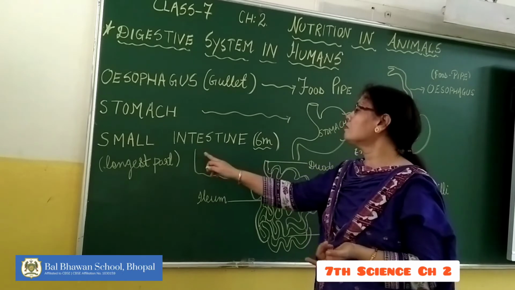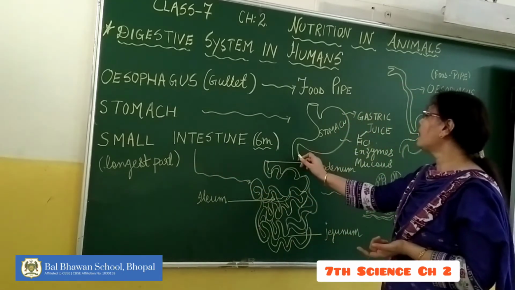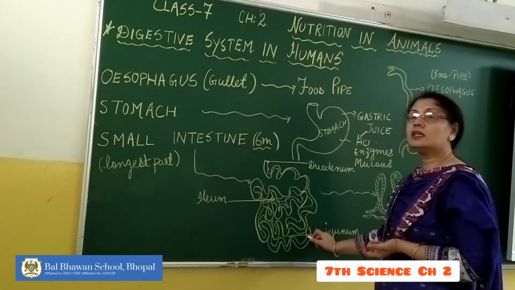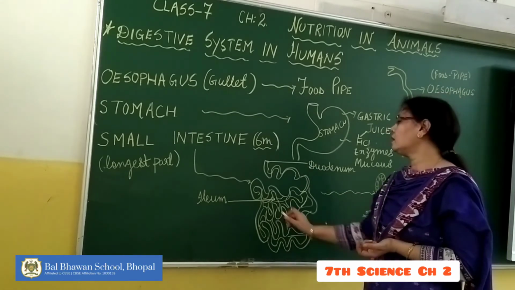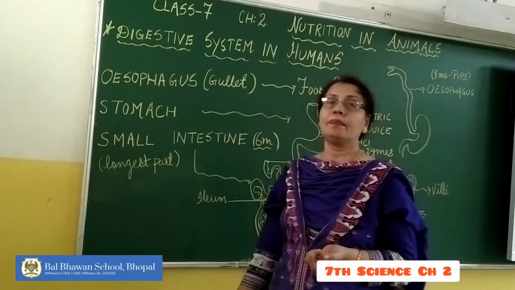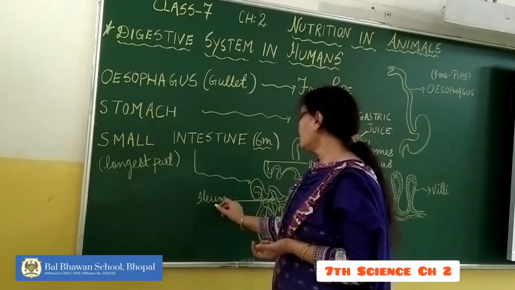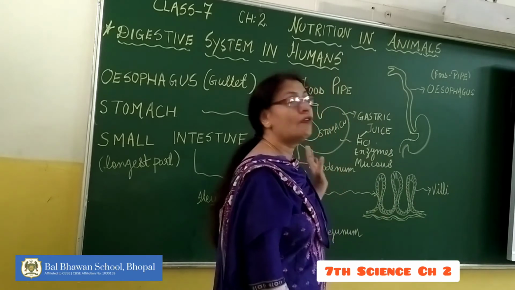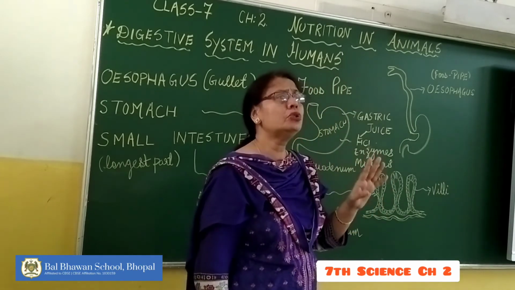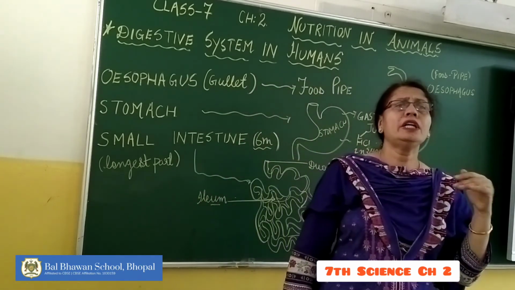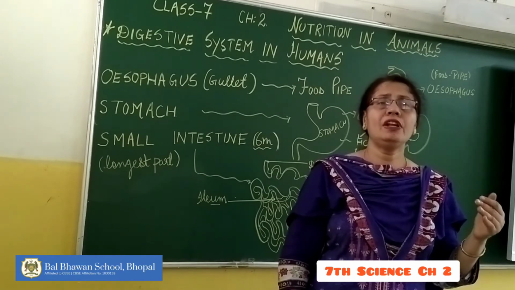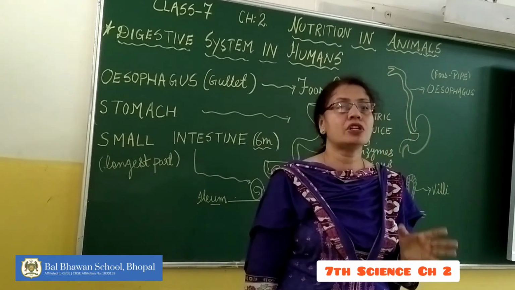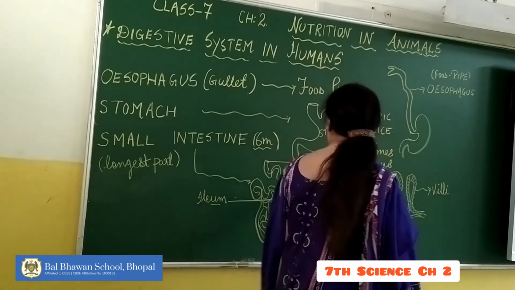Now, the parts of the small intestine: the first part, which starts from the stomach, is the duodenum, then the curved part is the jejunum, and the last one is called the ileum. Out of these, the ileum plays a very important role in the process of absorption. You know that absorption means the important nutrients will be absorbed by the cells of the body. So that function is performed by the ileum.